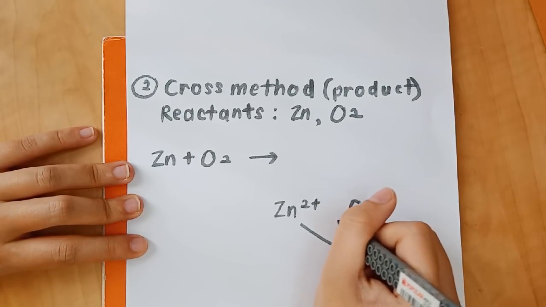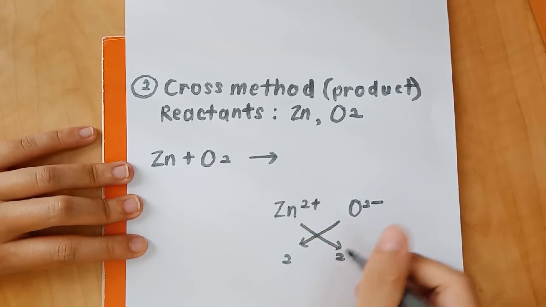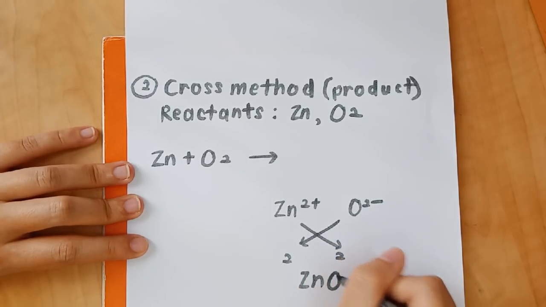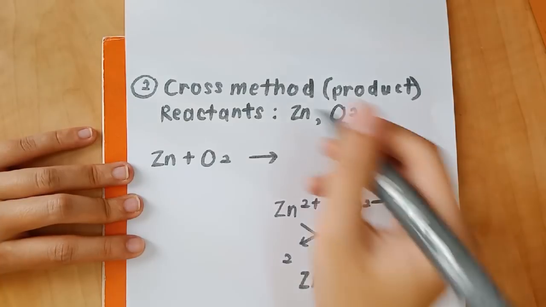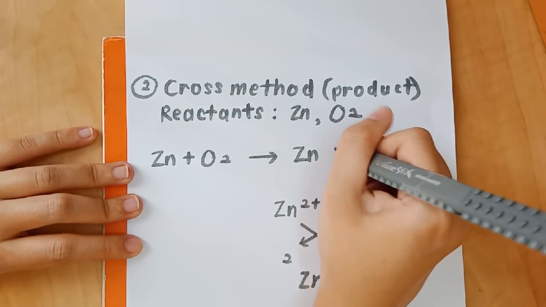And the cross method is used by crossing over the charges on top. So 2 will go to the oxygen and 2 from the oxygen will go to zinc. But once you cross the 2, if it's the same number, then you can cancel off and the product is simply ZnO.